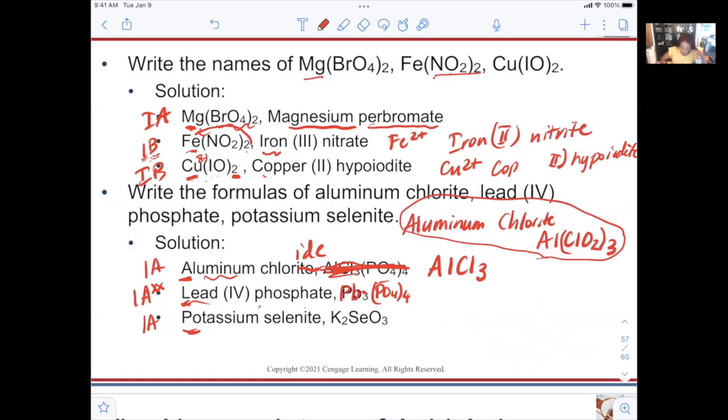Let me do this here. And then potassium selenite. You got potassium, you got selenite, right? Bring this down here and we get that. So this is correct.